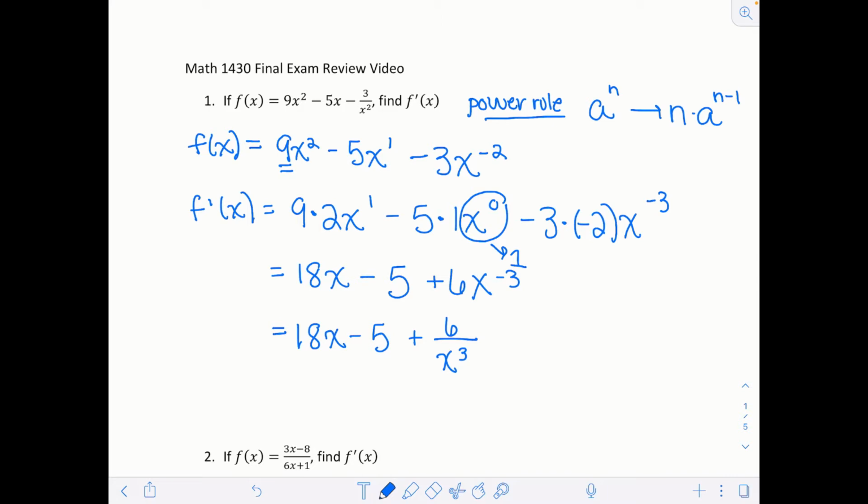is that you want to write the answer in a similar form to how the question was given. So in this case, for that reason, I'm just going to go ahead and rewrite x to the negative 3 as x to the positive 3 in the denominator. And I think I misspoke there. So 6x to the negative 3 becomes 6 over x to the 3. And that's the final answer. Again, the only derivative rule we really used was the power rule.